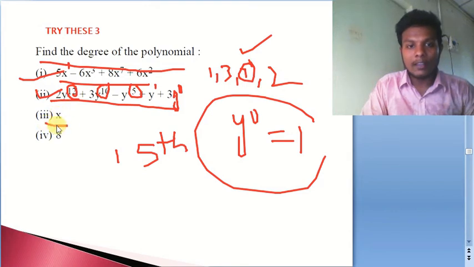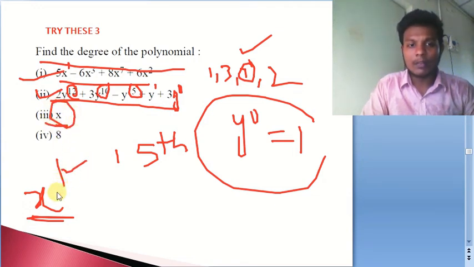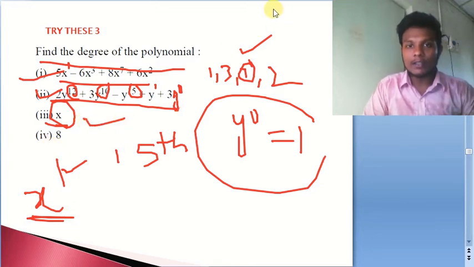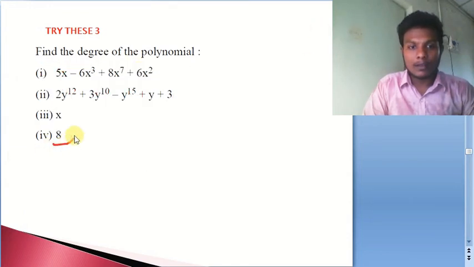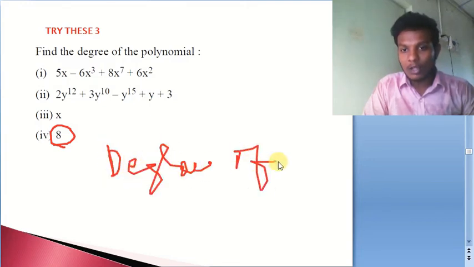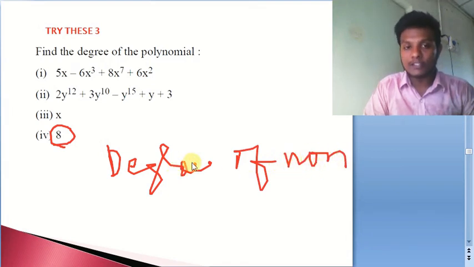Now let us see the third one. This is x power 1. Only one term is there, and in that term the variable has the power 1. So for this case I can say that 1 is the degree. Now, a very important point here: a constant is there. Remember the degree of any non-zero constant. That means the constant should not be 0; you can take any number except 0.